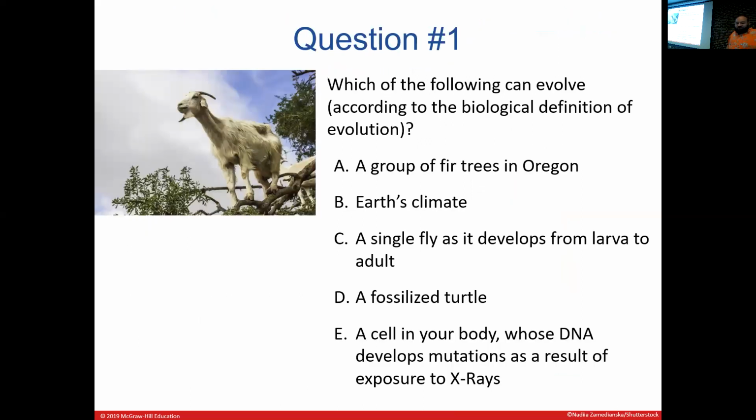Let's do a quick review question. Which of the following can evolve according to that biological definition of evolution that we've been talking about? A group of fir trees in Oregon, Earth's climate, a single fly as it develops from a larva to an adult, a fossilized turtle, or a cell in your body whose DNA develops mutations as a result of exposure to X-rays. I'll give you all a second to think on it, and then we're going to talk about why each one of these things is or isn't correct. All right. Y'all ready? Cool.